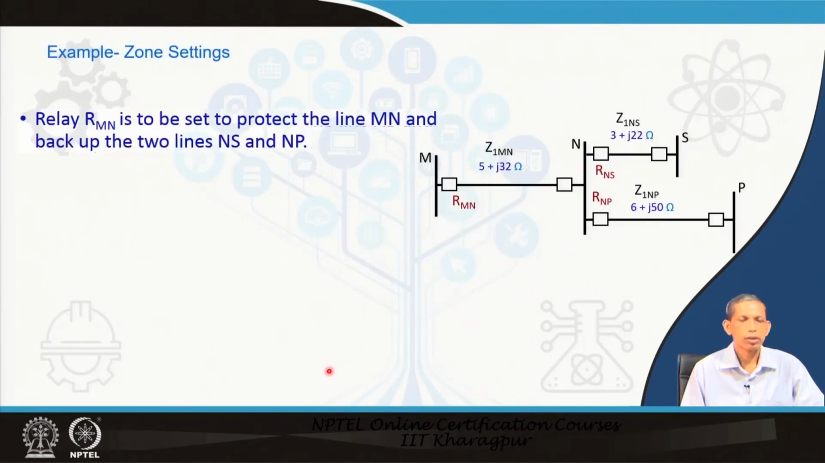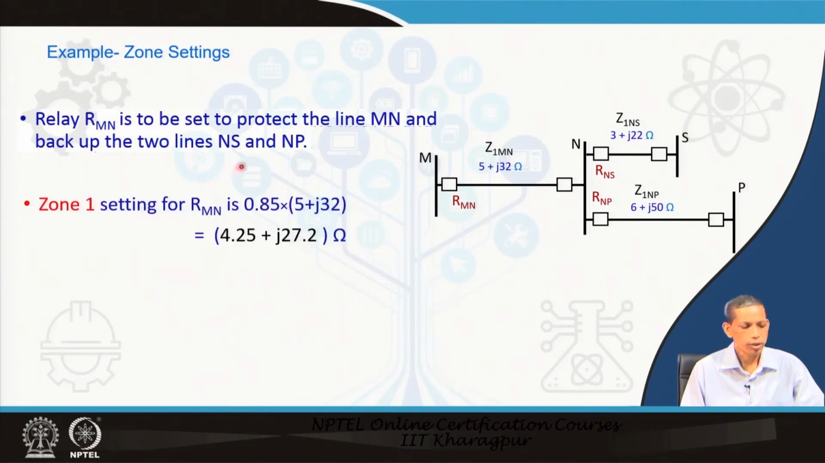Now, we will go to how we can set zones, and we will see examples. So, zone settings. Let us say we have 3 lines connected like this. We have the Mn section, Ns section and Np section. 3 sections are there. The positive sequence impedance of each line is provided here. This is a longer line, a shorter line and a longer line. Relay RMN is to be set to protect these sections.